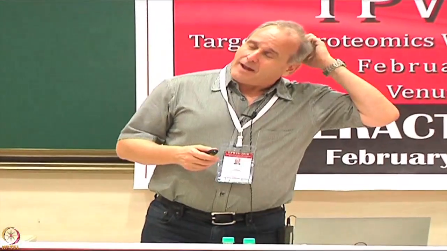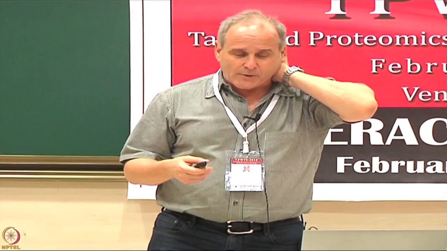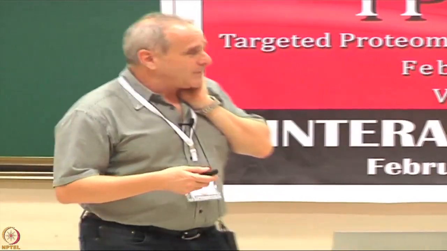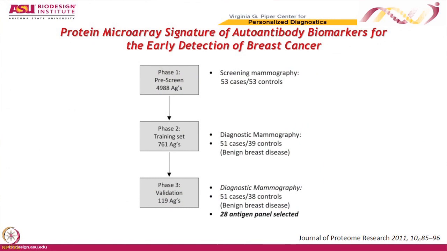Okay, so I talked to you a little bit before about good study design, and so when we went to do our breast cancer study, that's what we did. I think I may have mentioned this already, but we had around 5,000 antigens that we studied. We studied 50 cases and 50 controls. These are women with breast cancer, and these were women who were going to a clinic for routine mammography who did not have breast cancer. Okay? So these were healthy women in the population.